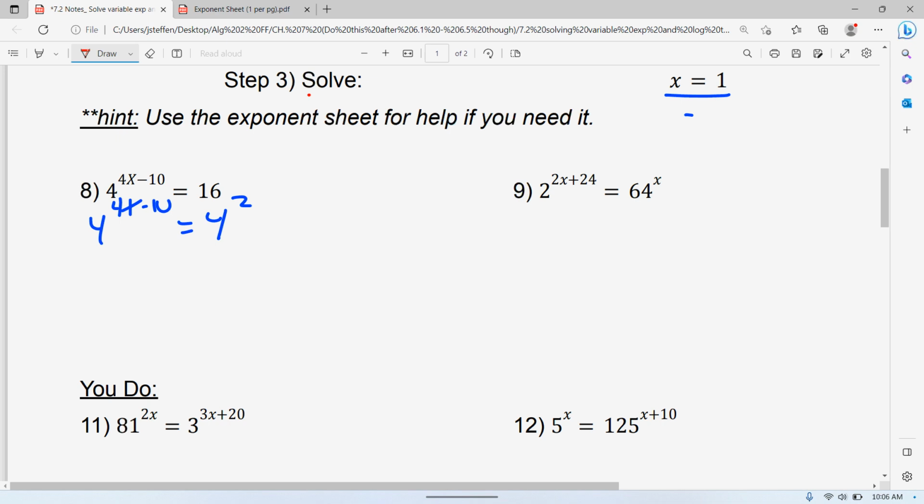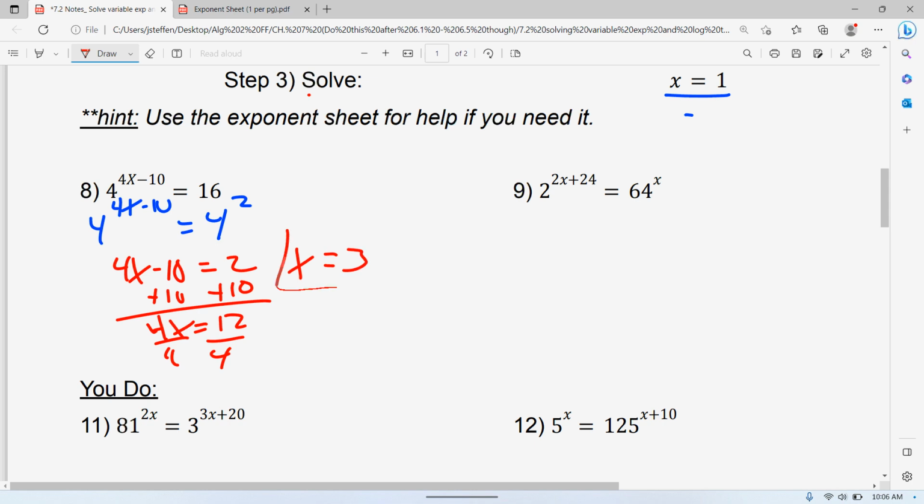So you can set the exponents equal to each other. That was the hard part. Now, hopefully, it's not too bad. Add 10 to both sides. 4x is equal to 12. Divide both sides by 4. x is equal to 3. You can sub that in and solve. 4 times 3 is 12. 12 minus 10 is 2. So you can plug your answer in fairly easily for this one and check your work.